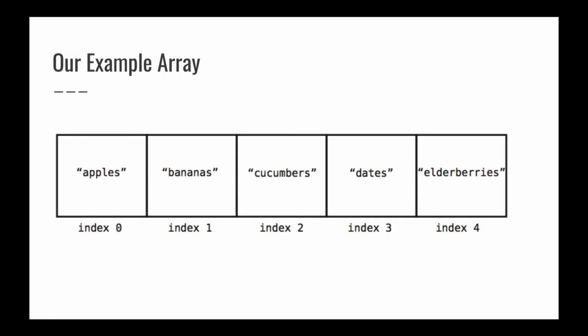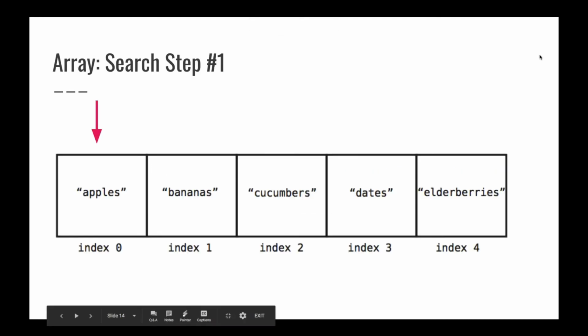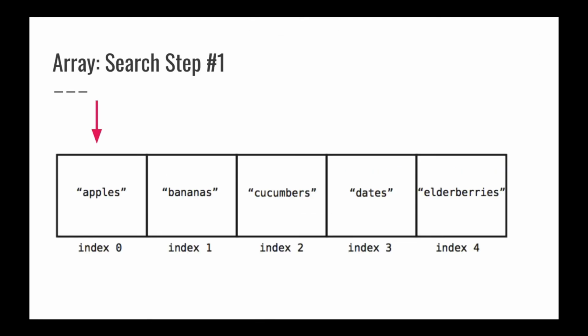So a computer has to begin at the first cell and work its way through all the subsequent cells looking for the dates until it finds it. So first, the computer will check the first index, index 0, and look for dates. Here it sees apples, so it moves on. So in the next step, the computer looks at index 1, again looking for the dates, but only finding bananas. In the third step, it looks at index 2, finding cucumbers, and in the fourth step, it finds the dates at index 3.